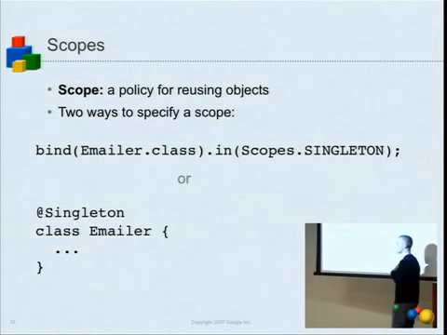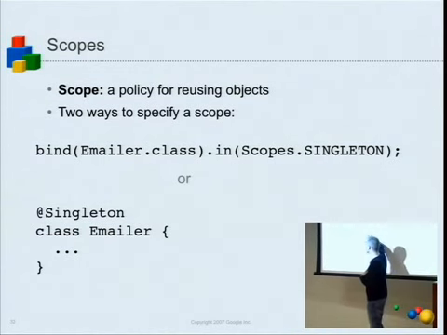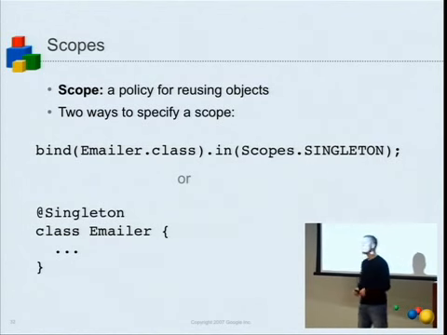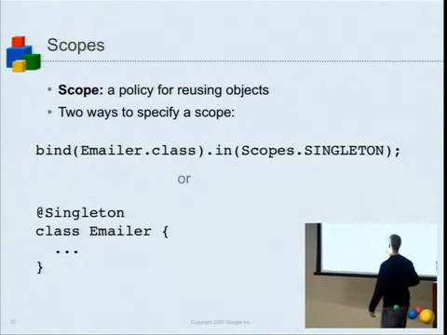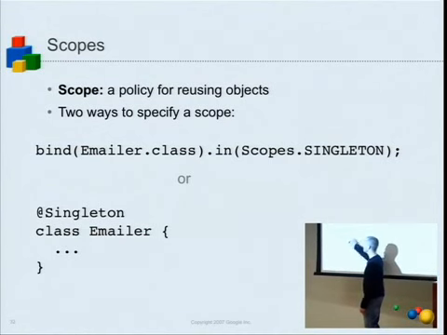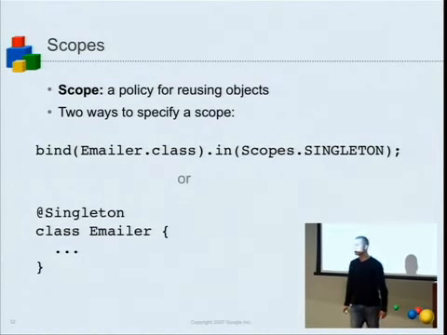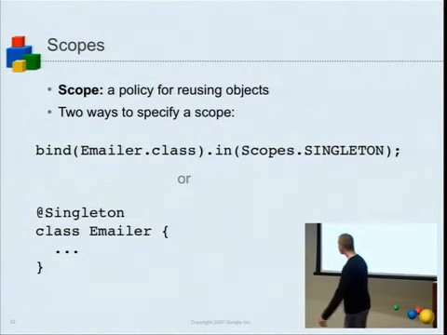There's two ways to specify a scope for a given binding. My preferred way is to use an annotation. That's this example down here. So if we wanted to tell Juice that emailer is always a singleton, you can just put @singleton on emailer. And you can define your own annotations like this for your custom scopes. So if you were using Juice's servlet module, you could say @request scoped. And that would tell Juice that you want it to be stored on the request. And Juice would just automatically do that for you.